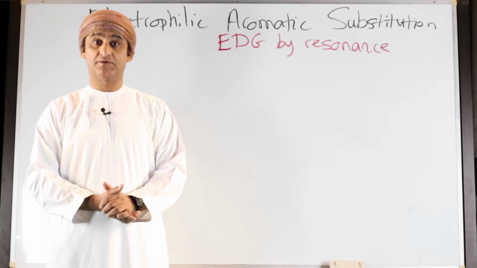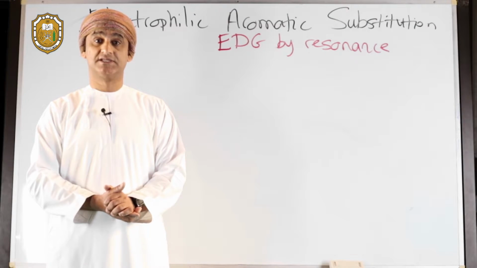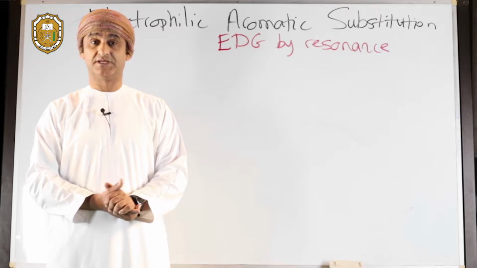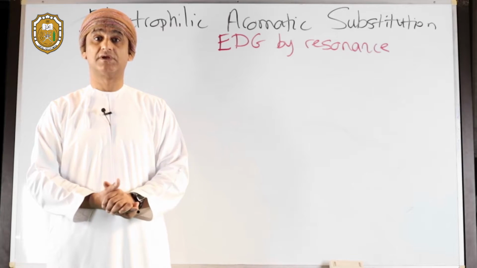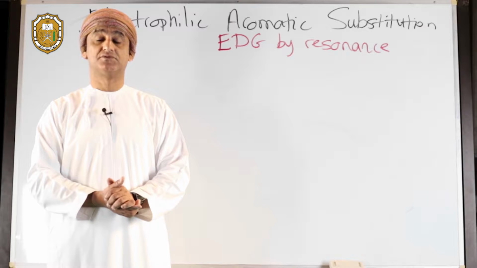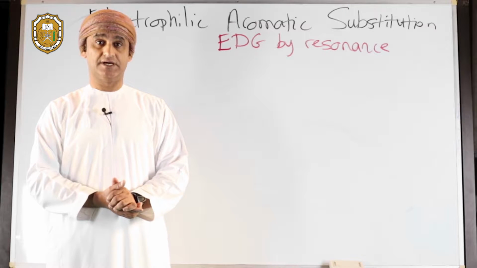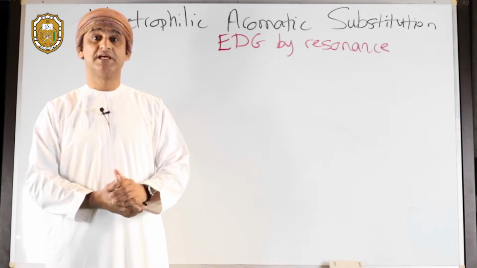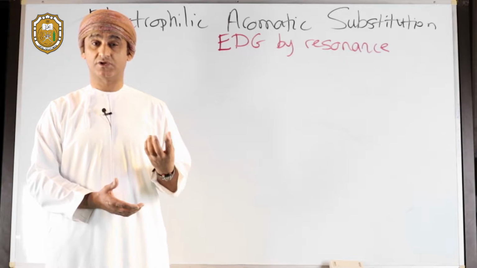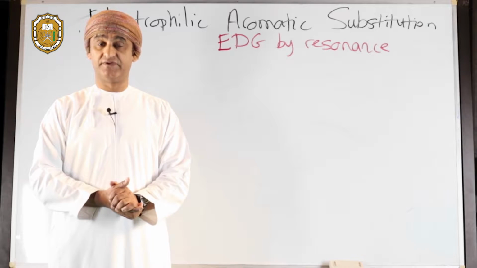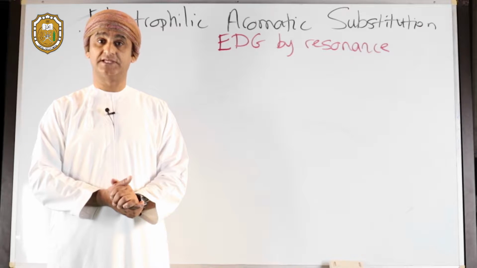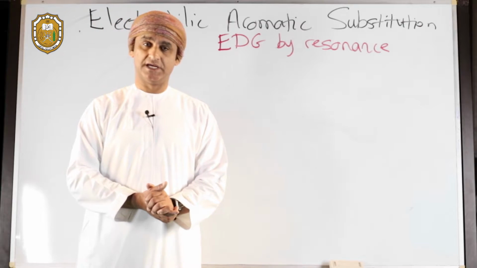We have seen before how electron donating groups by resonance can donate electrons to the benzene ring, therefore in general increasing the nucleophilicity of that substituted benzene in electrophilic aromatic substitution reactions. Let's now see how the hydroxyl group in phenol can behave as an electron donating group by resonance.